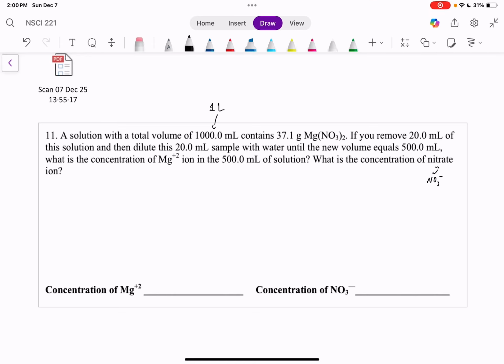I think the easiest way to start off with this problem is figuring out the concentration of the magnesium nitrate in our original solution, so before we've diluted anything.